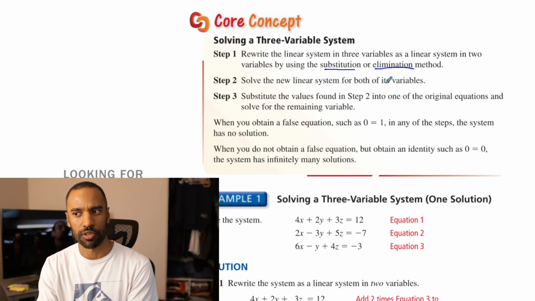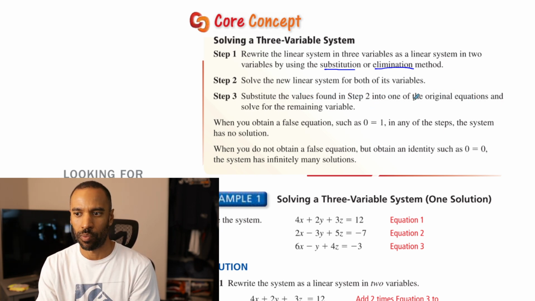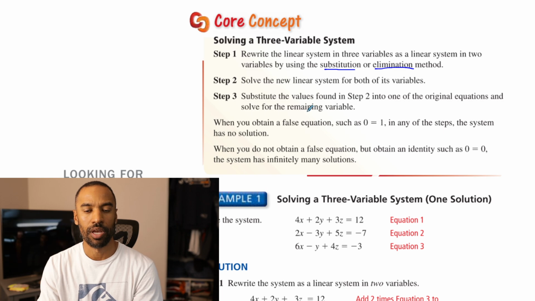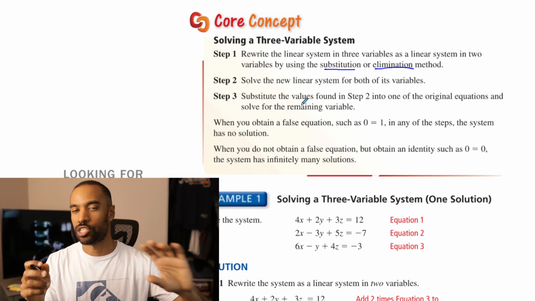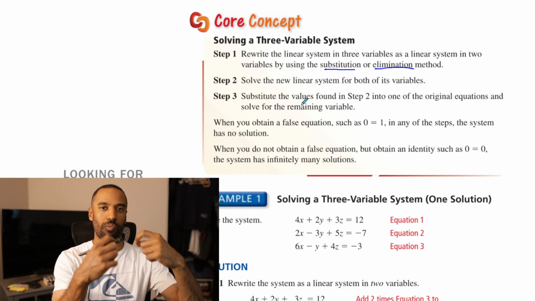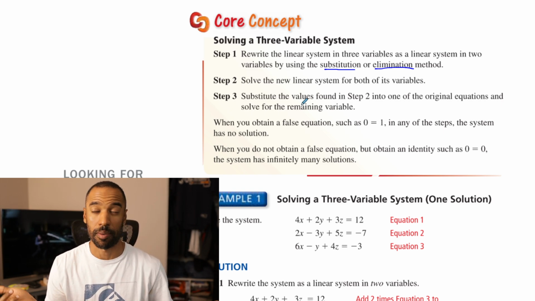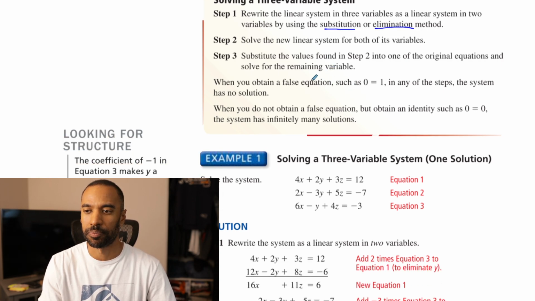Step 2, solve the new linear system. Step 3, substitute the values found in step 2 into one of the original equations and solve for the remaining variable. So if you eliminated z, or used the substitution method and got z by itself, and you have only x and y left in your system of 2, solve for x and y, and then plug that x and y into an original equation where z was maybe canceled, and you can solve for z ultimately, and you'll get your ordered triple.